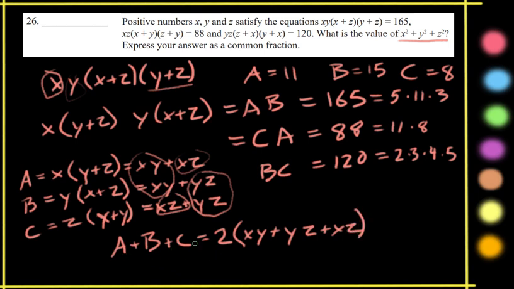And we also know what A, B, and C are. We can just add them up. 11 plus 15 is 26. Plus 8 is 34. So this is equal to 34. And now if we just divide by 2, we have xy plus yz plus xz is equal to 17.